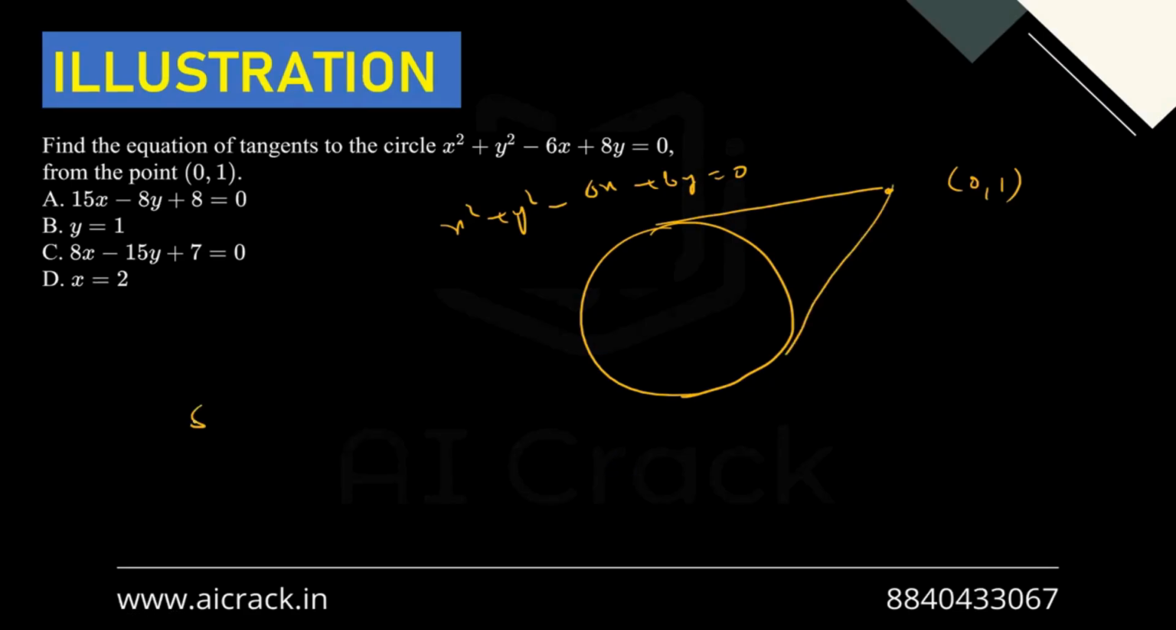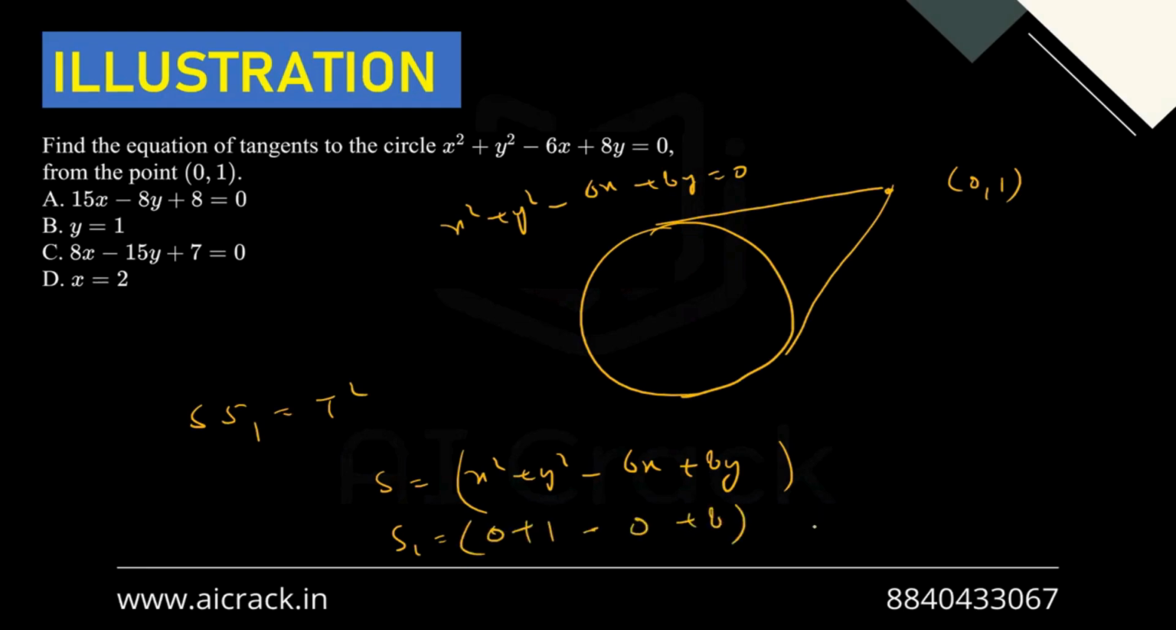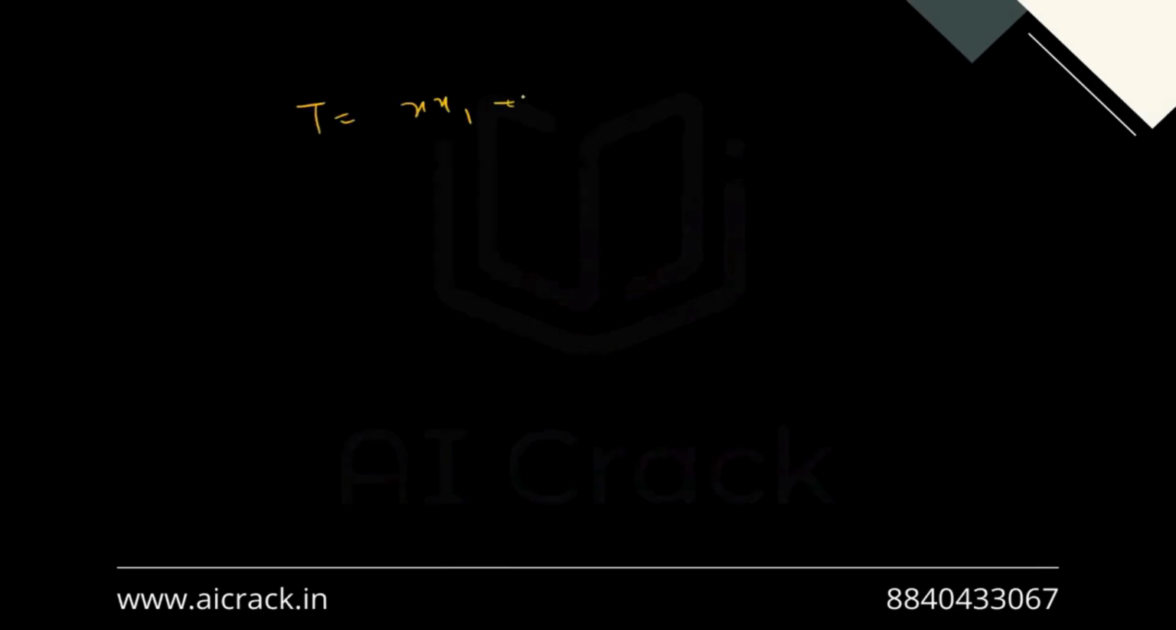So we'll be using the S·S1 = T² notation. S would be x² + y² - 6x + 8y only. S1 would be, basically, we plug this point into this expression: 0 + 1 - 0 + 8, so that would be 9. So S1 = 9. And T would be x x1 + y y1 - 3(x + x1) + 4(y + y1) = 0.